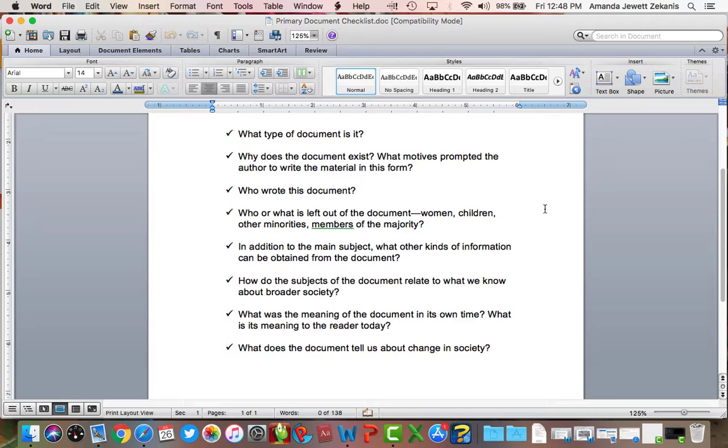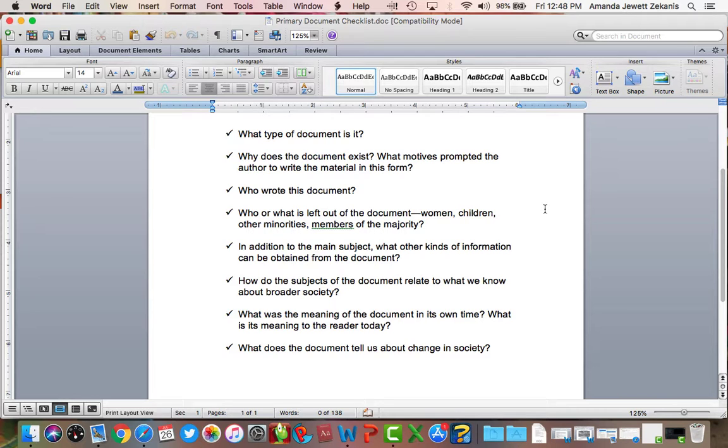In addition to the main subject, what other kinds of information can be obtained from the document? We're going to read stuff in here that's going to be about one thing, but there will be descriptions of other things too that you will learn about. Like, you might read something about the malaise housewives feel in the 1950s. We're going to talk about Betty Friedan and the problem with no name. You're going to learn things about technologies like washing machines from that document. That's not the main subject of it, but it is mentioned.